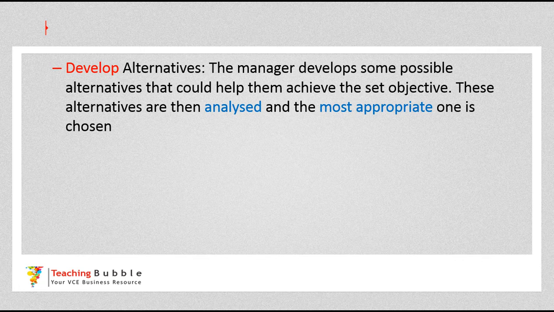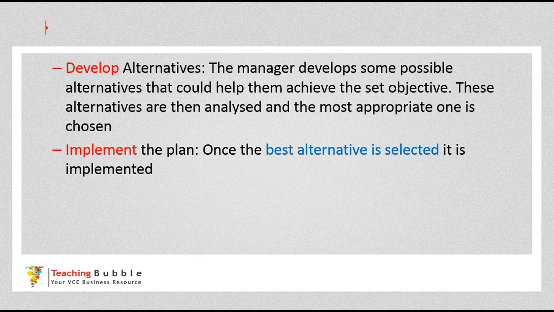And then D is for develop alternatives, where the manager develops some possible alternatives that can help them achieve the set objective. Those alternatives then need to be looked at, analysed, and we figure out which is the most appropriate one. And once we've chosen the most appropriate alternative, we then need to simply implement that alternative. So the next step is to implement the plan.